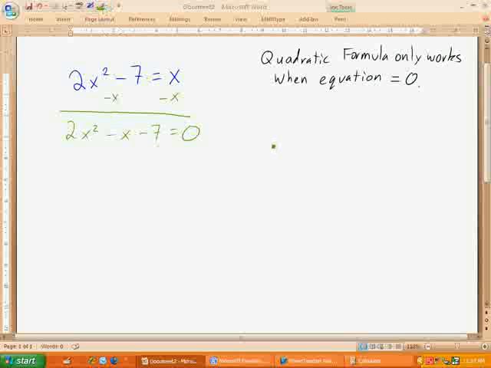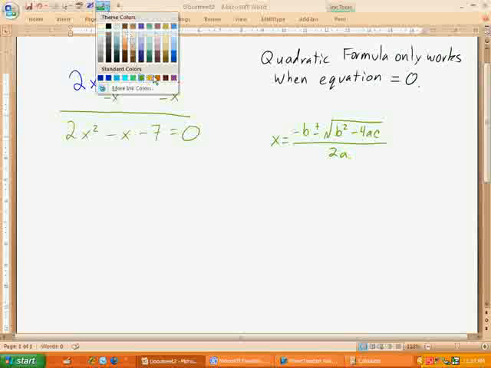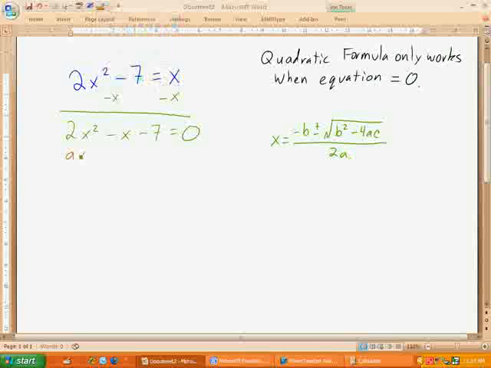And remember, the quadratic formula is x equals negative b plus or minus the square root of b squared minus 4ac, all over 2a. Okay, so now we're going to compare that to the standard form, which is ax squared plus bx plus c. So a is equal to 2, b, the number in front of the x here is a negative, so negative 1, and then c is negative 7. So I'm going to put all these numbers into my quadratic formula here.